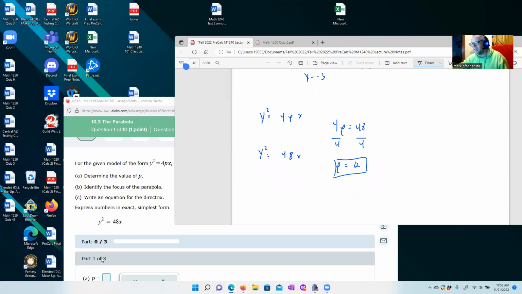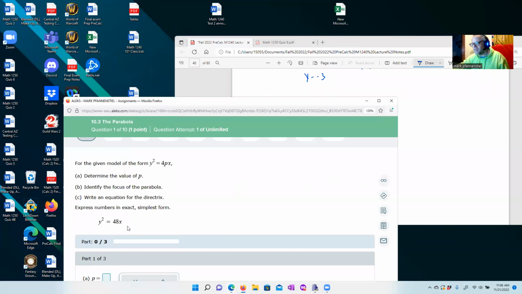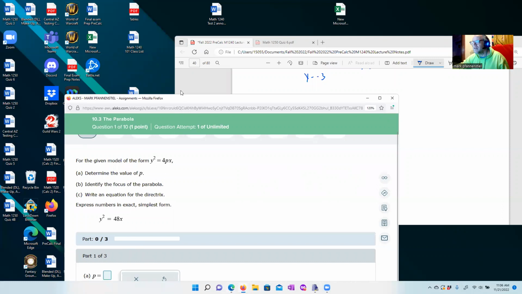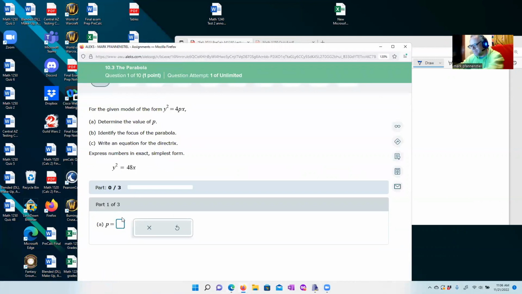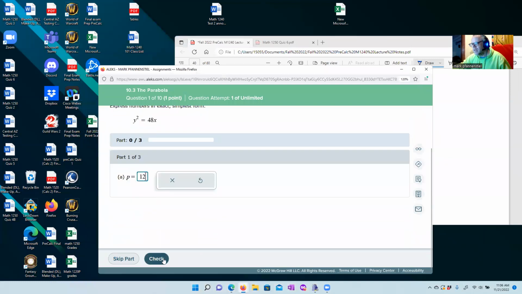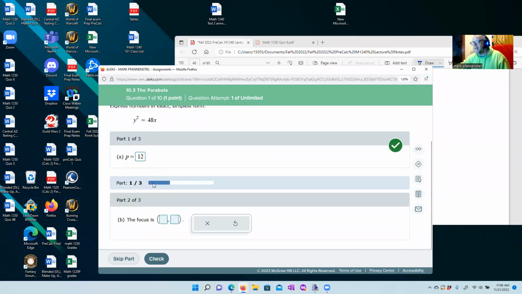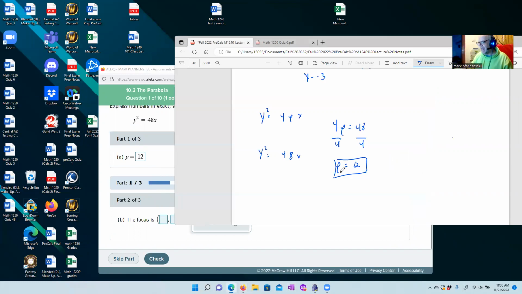So that's for that part. Okay, so we'll go back and say that p is equal to 12. Let's go up here, plug that in, 12, and we'll check. Because they only give us one thing to do at a time, that's fine. Focus: the focus is going to be at a distance of p from the vertex. So the focus is p units from the vertex.